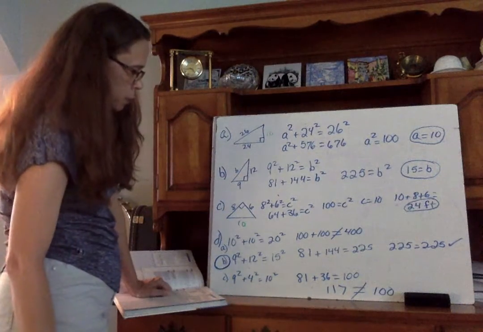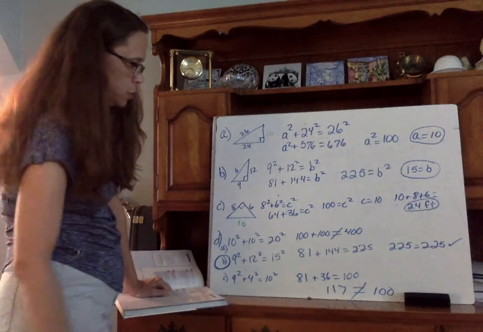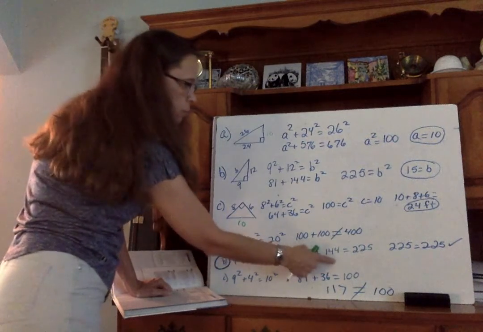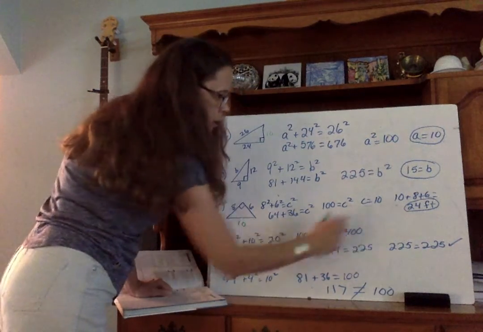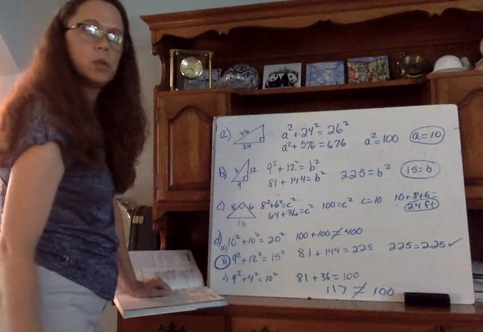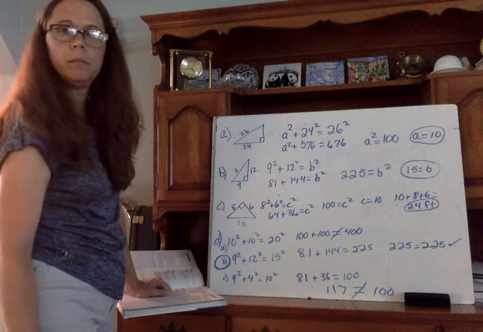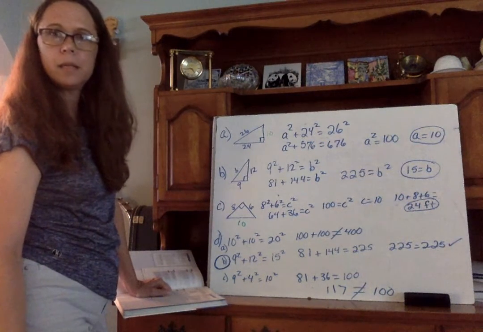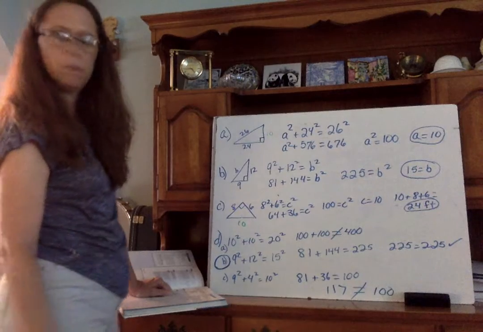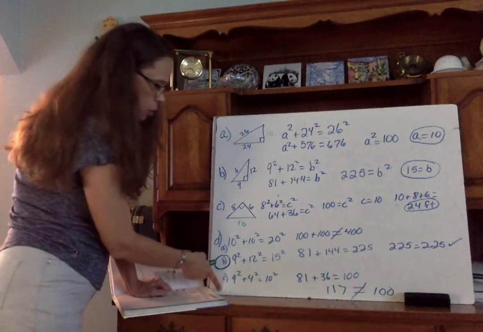B, 9 squared and 12 squared equal to 15 squared. 81 plus 144 is equal to 225. 81 and 144 do make 225, so the answer is B. B has the dimensions of a right triangle. And then I just went ahead and showed you C.